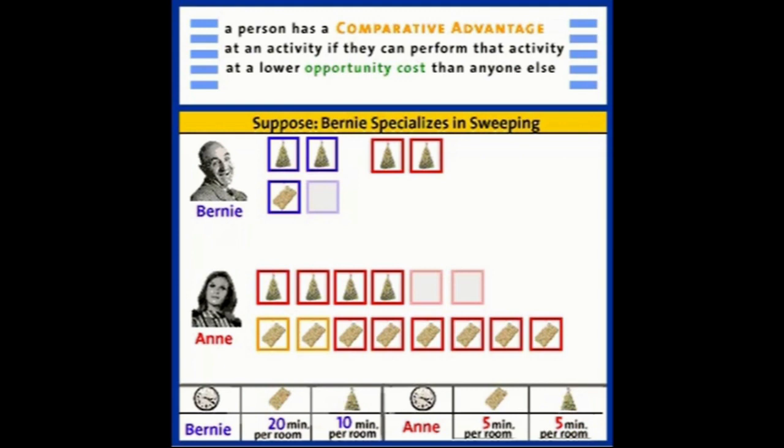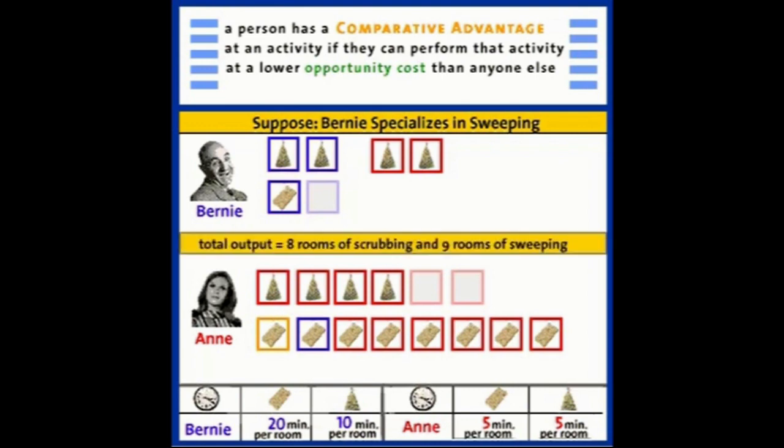And if you look, our total output now is 8 rooms worth of sweeping and 9 rooms worth of scrubbing. Where did this extra room of scrubbing come from? It came from specialization. Because Bernie specialized according to his comparative advantage, these 2 working together were able to scrub an additional room. They were able to turn out a little bit of extra labor relative to what they did before. So now Bernie and Anne have 8 rooms swept and 9 rooms scrubbed.